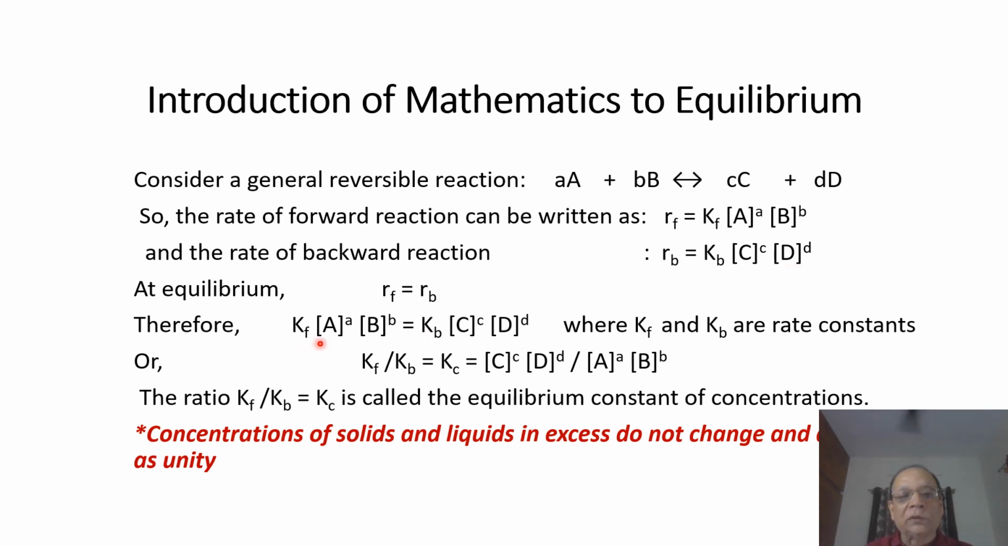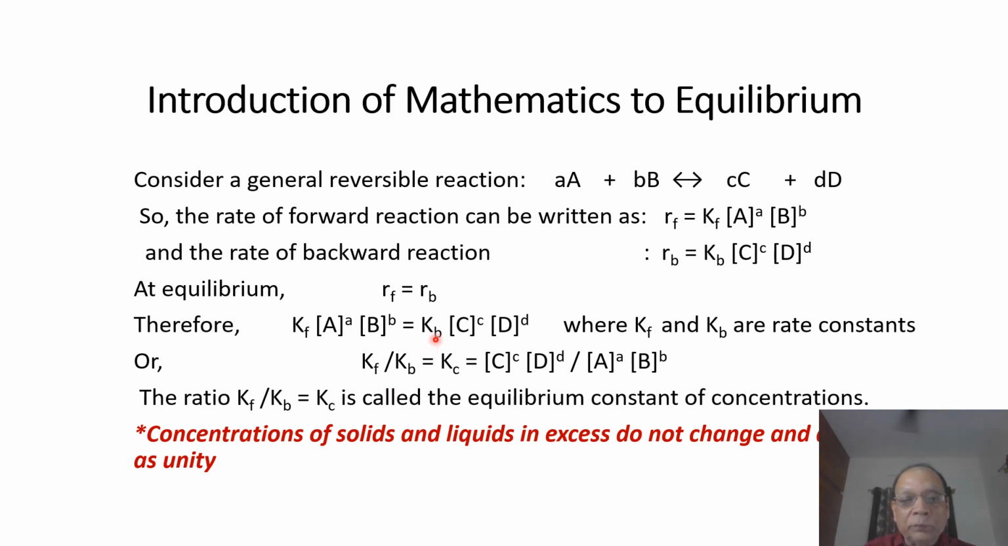So Kf into concentration of A raised to the power a into concentration of B raised to the power b equals Kb, concentration of C raised to the power c and concentration of D raised to the power d, where Kf and Kb are the rate constants of the forward and backward reactions respectively.